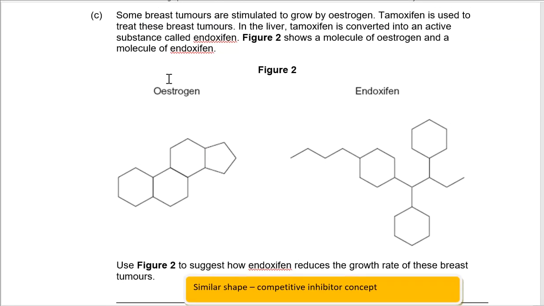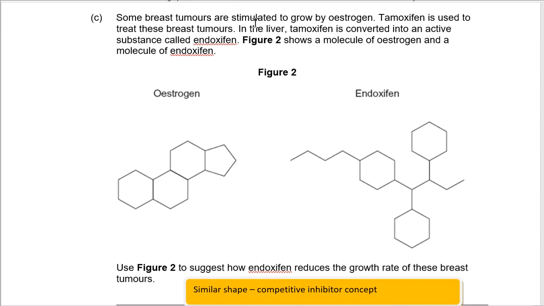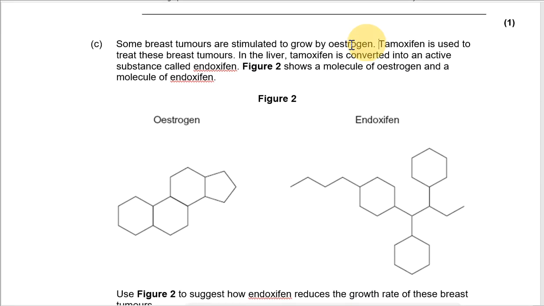This is going to be our last question. Some breast tumors are stimulated to grow by estrogen. So estrogen is linked to breast tumors, and I'm thinking estrogen increases cell division. Tamoxifen is used to treat these breast tumors. This tamoxifen is a medication. In the liver, the tamoxifen is broken down and converted into something else called endoxifen.